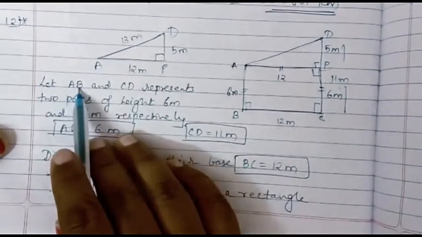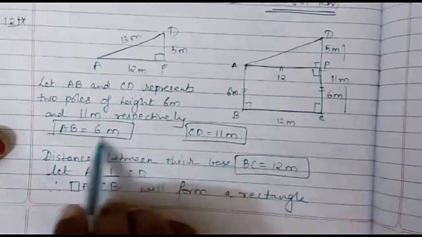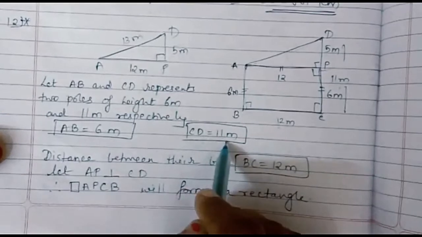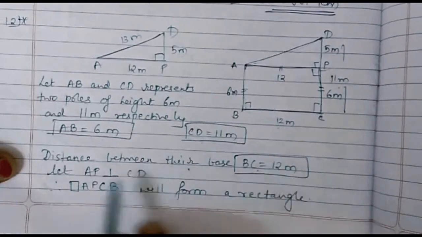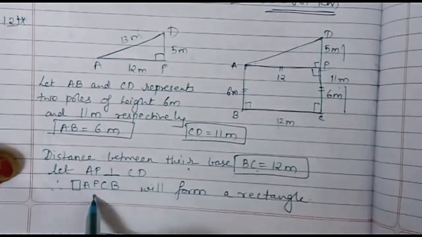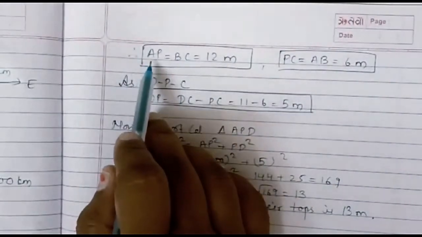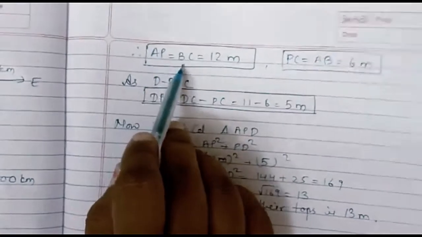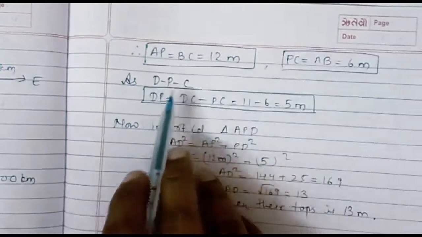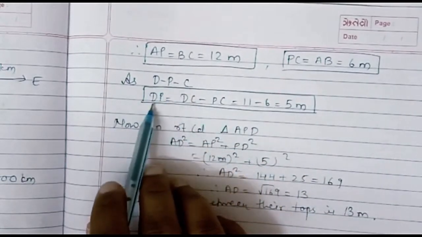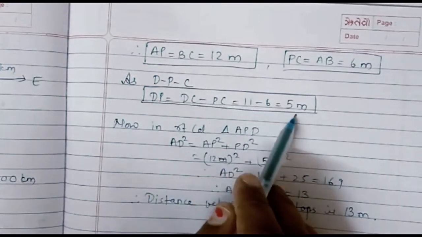So I have written, let AB and CD represent the two poles of height 6 meter and 11 meter. Mention it properly, AB is 6 and CD is 11. Distance between their bases equal to 12 meter, that is BC. Let AP be perpendicular to CD, so this quadrilateral APCB will form a rectangle. Now as it is a rectangle, the opposite sides will be equal. So AP is equal to BC is equal to 12 and PC will be equal to AB, which is 6. Now as D, P, C are collinear, we get DP is equal to DC minus PC, which is 11 minus 6 is 5 meter.